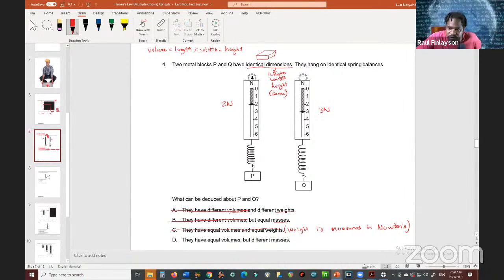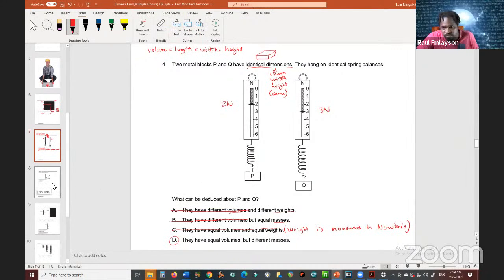So the volumes are actually the same, and hence we have to choose one of the options that says equal volumes. Based on the newton measurement, it will tell us the weight of the object, and elimination using that will give you D as the answer. So pay close attention.